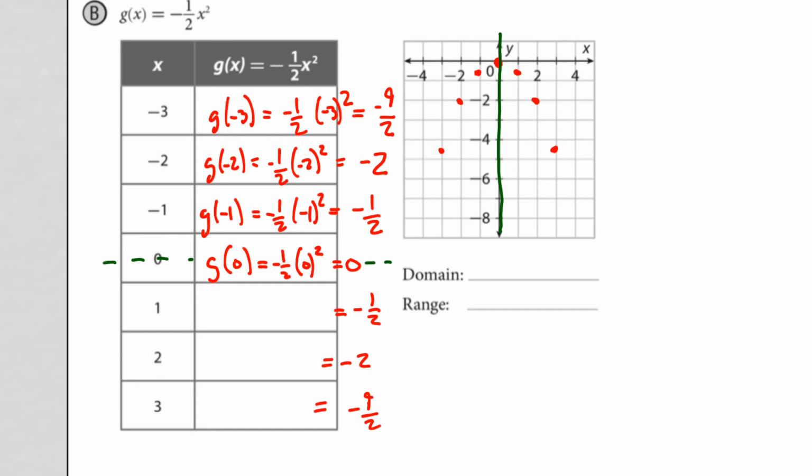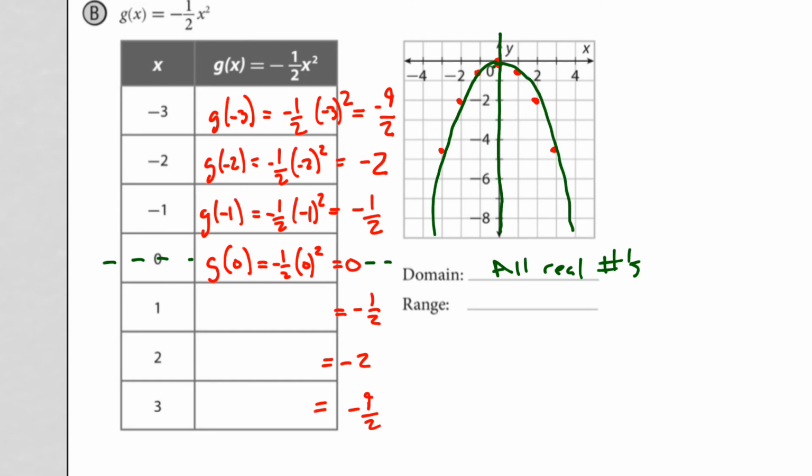So what's the domain? This should be a trick question, right? It's always all real numbers. Oh yeah, let me draw the shape of our parabola, our quadratic function.